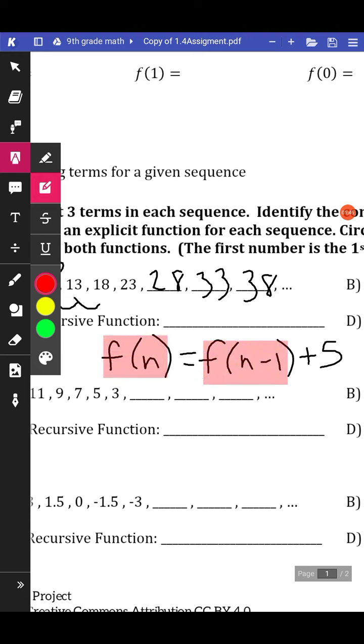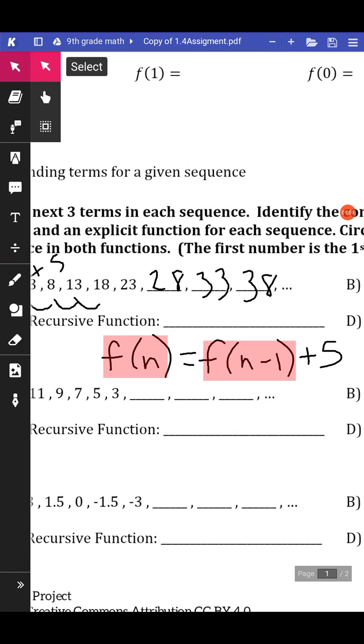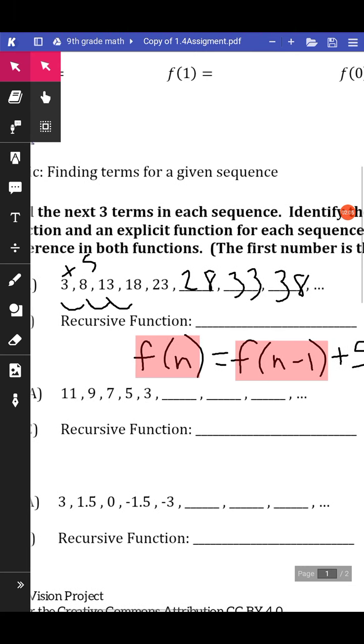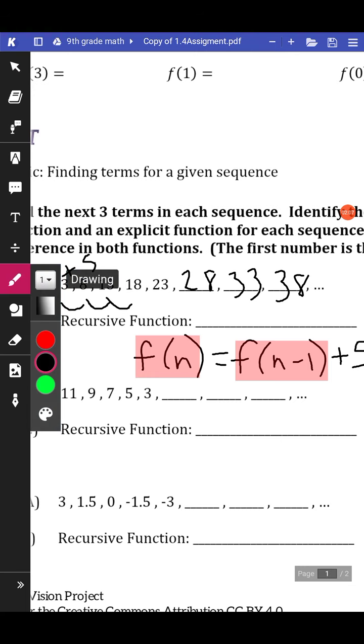So I look at where I was before and I add 5. F of n is what you're looking at now. F of n minus 1 is what you were looking at before. But in order to write like that, we also need to know, where did we start? Where did we start this whole thing? So we're going to say, at f of 1, so right at the beginning, my first place, I started at 3.